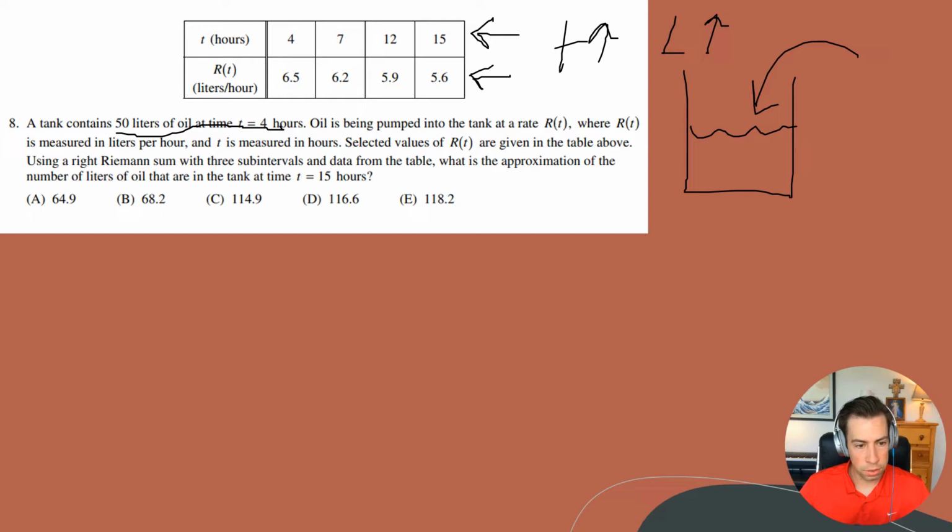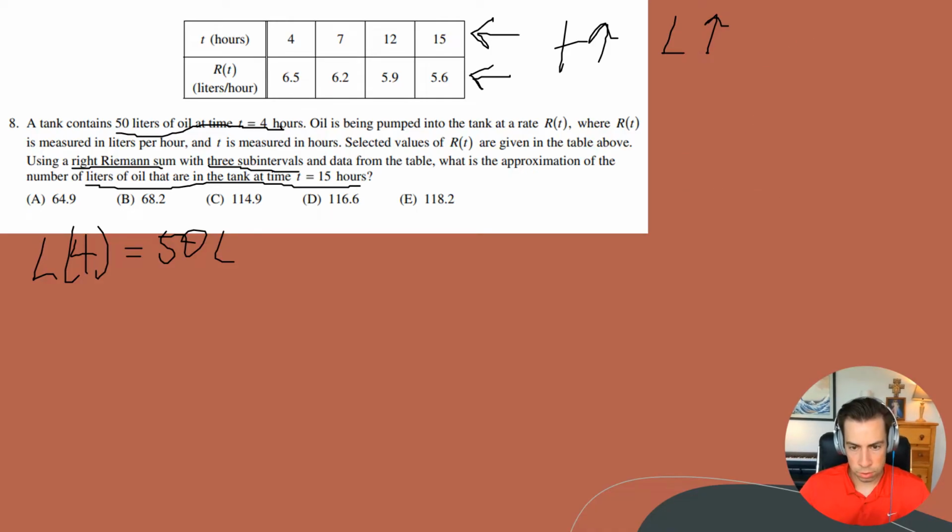Now, if you read the question, we see that we have the initial condition. I'll say that the liters whenever time equals 4 is 50. So 50 liters. And then essentially they want us to use a right Riemann sum with 3 subintervals to approximate the total amount of oil that's in the tank whenever t equals 15. So basically all you need to do here is remember what a right Riemann sum is.